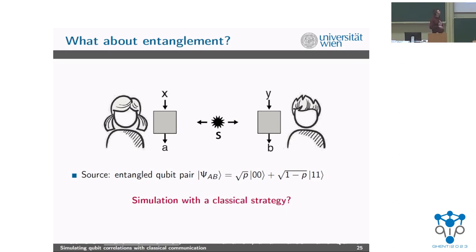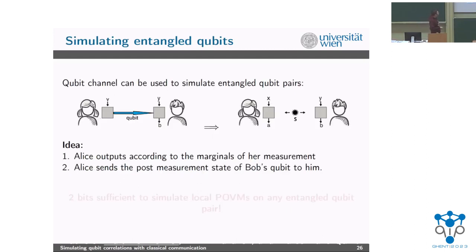And if yes, how much information is that? It turns out that this is surprisingly little, even when we consider general measurements on both sides. Alice does not have to know anything about Bob's measurement, and Bob does not have to know anything about Alice's measurements. They can choose completely freely. So just a brief sketch. What is the idea here?